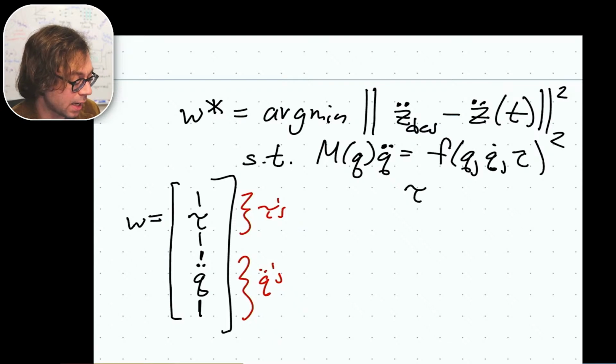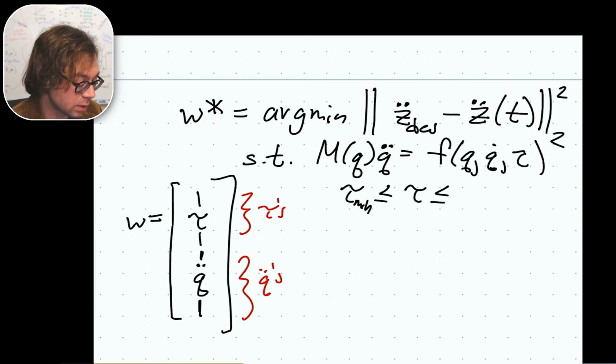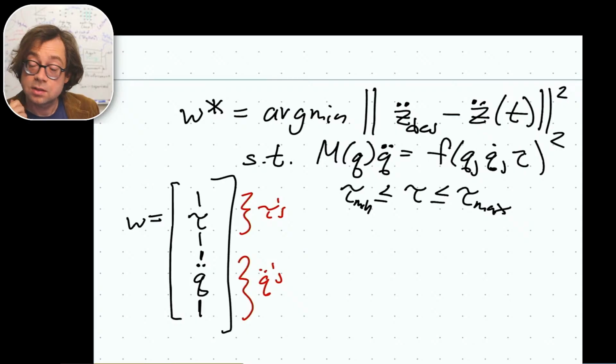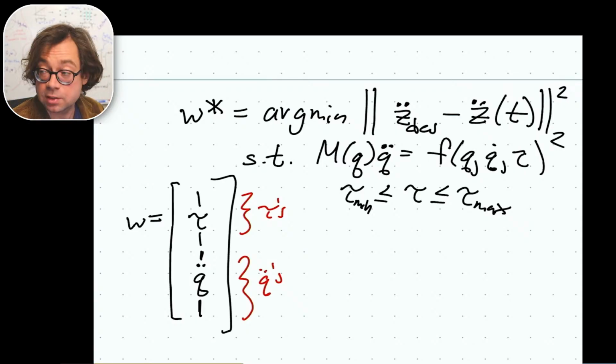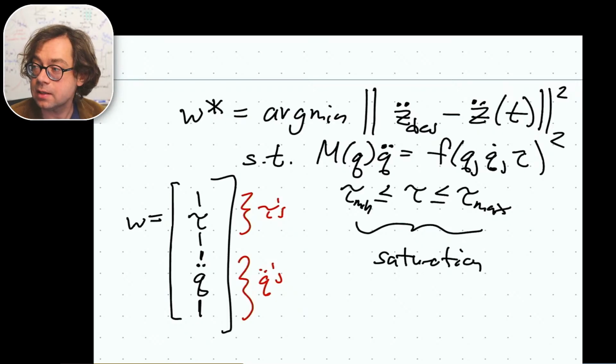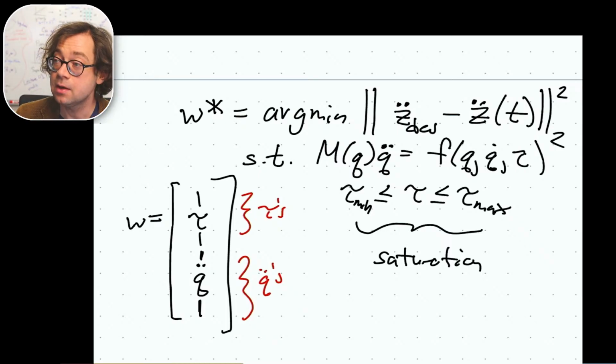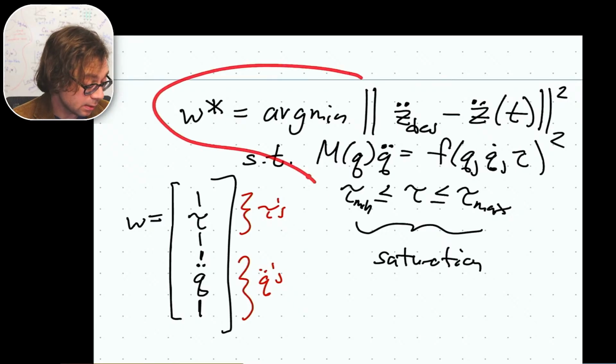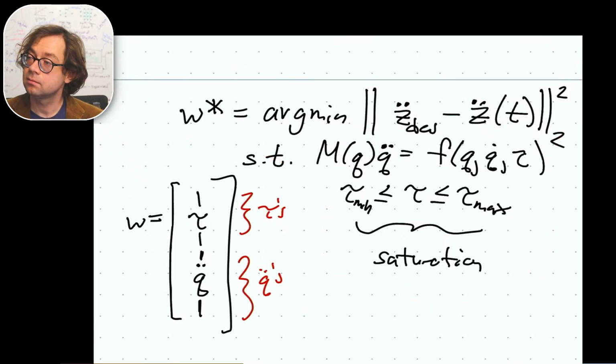You could say, hey, all of your taus are greater than or equal to tau min and less than or equal to some tau max. Those are torque limits. We call that saturation. So if you are limited on how much torque you can apply, as any physical system is, and it's not enough to do what you want, well, guess what? This optimization is going to do the best it can.